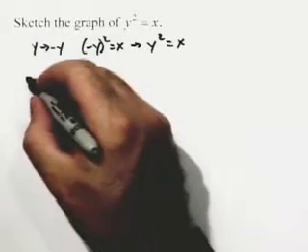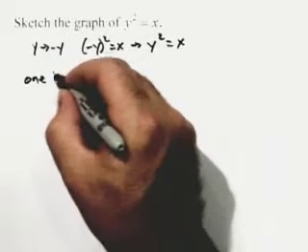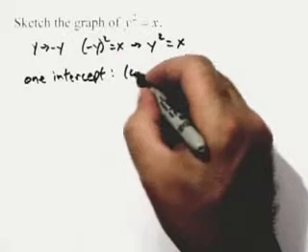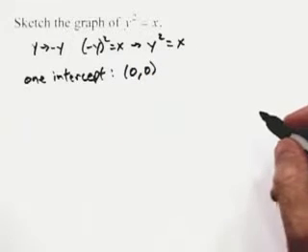We also note that there's only one intercept, and that intercept will be 0, 0.